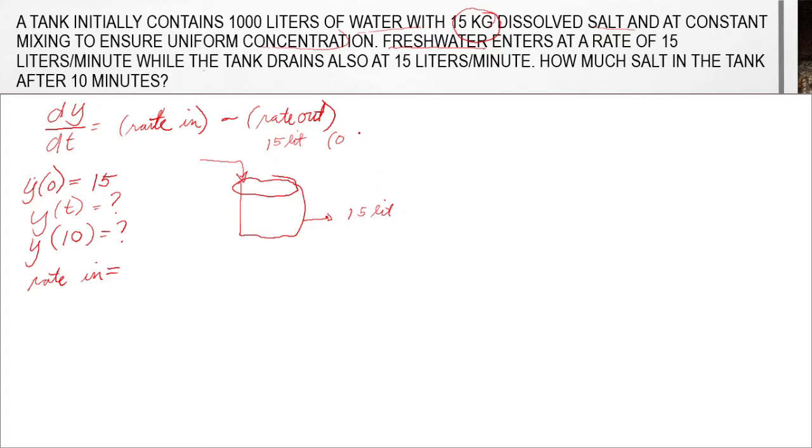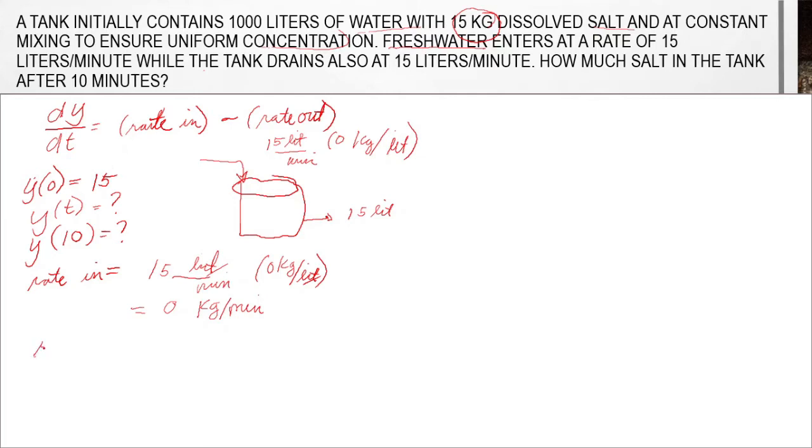Okay, let me complete this. Therefore, your rate in is 15 liters per minute multiplied by 0 kilograms per liter. So you cancel the liter, and therefore your rate in is 0 kilograms per minute.